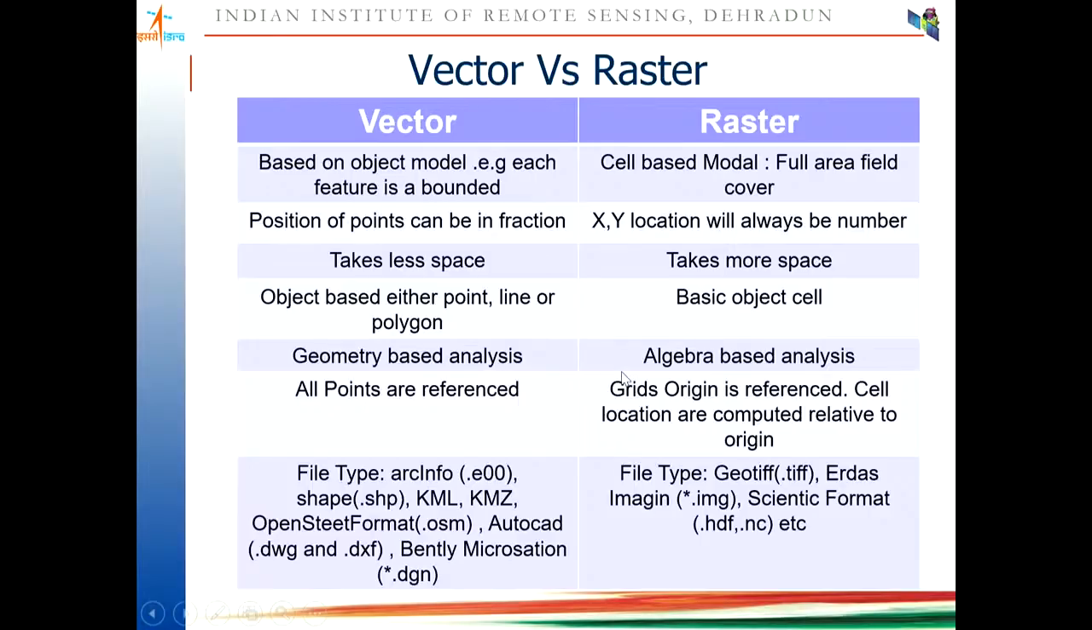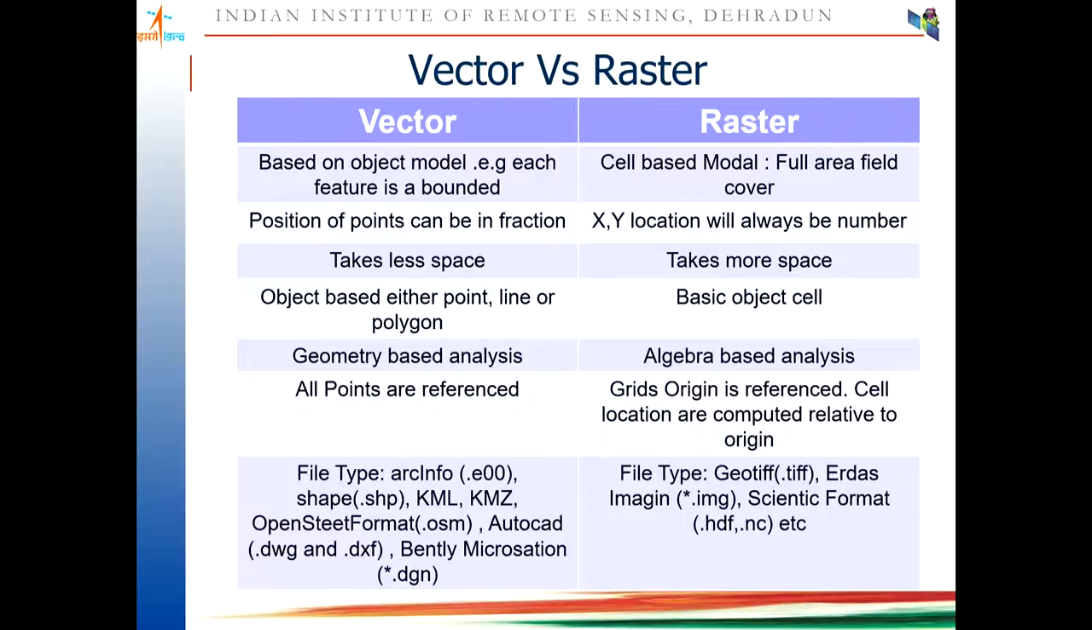The representation of vector data sets uses basic geometries, that is point, line and polygon. In raster, the basic unit is a cell. Mostly in vector data sets we carry out geometry-based analysis, also called vector analysis. We'll see in the coming days how vector analysis is carried out. In this case, a geometrical operation is carried out.